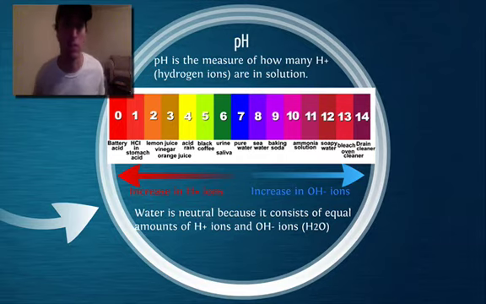Now this is a logarithmic scale, so going from 7 to 6, that's 10 times as acidic. Okay, so from 6 to 5, that'd be 100 times more acidic than water. Okay, and so on and so forth.